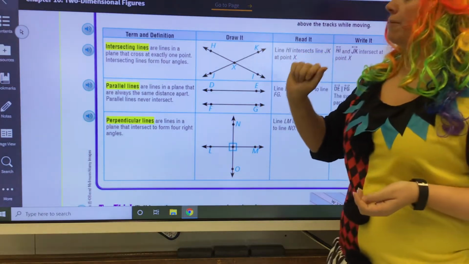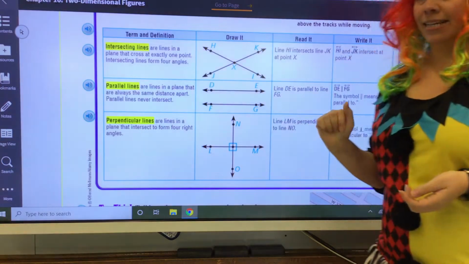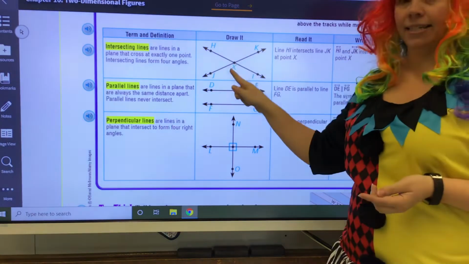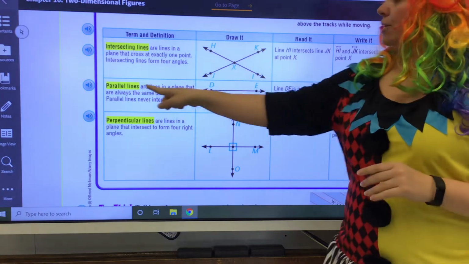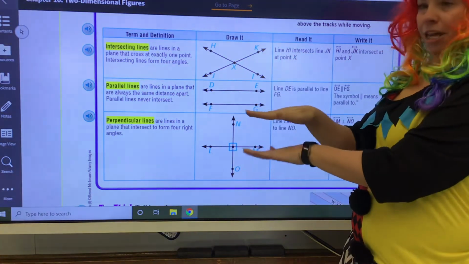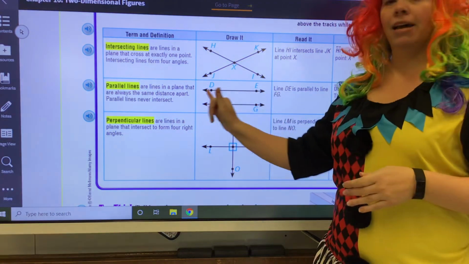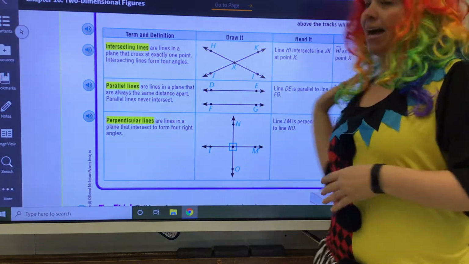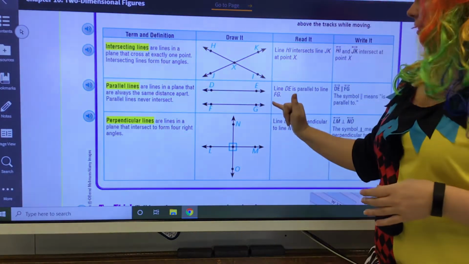Okay? So today we're talking about three different kinds of lines. We're talking about intersecting lines. These are lines that can intersect at any angles. So these ones are diagonal. We're talking about parallel lines. Parallel lines run right next to each other. I don't know if you've ever heard of parallel parking, okay? They will never touch. They can extend for 500 miles. They will never touch. They run parallel to each other.